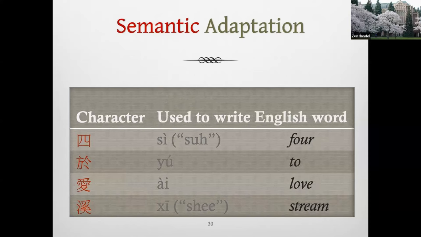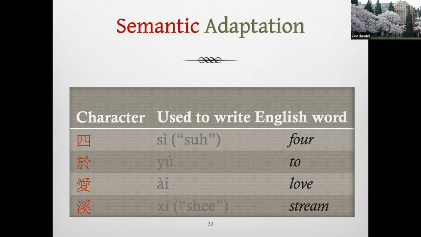One way you could do it is you could say, you know what? I'm going to use a Chinese character to write down an English word that is the meaning that I've memorized for that character. So I'll use this character to write the English word for, and this character to write the English word to, this one love, this one stream. That's what we call semantic adaptation. You're using the character based on its meaning to write a word in your spoken language.